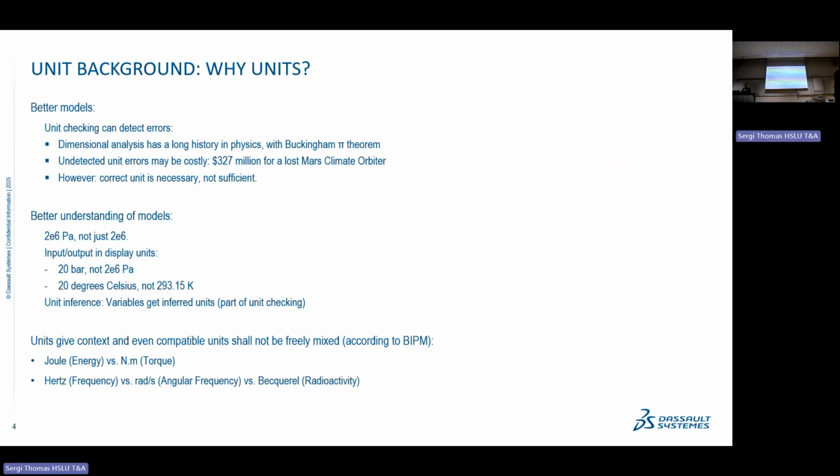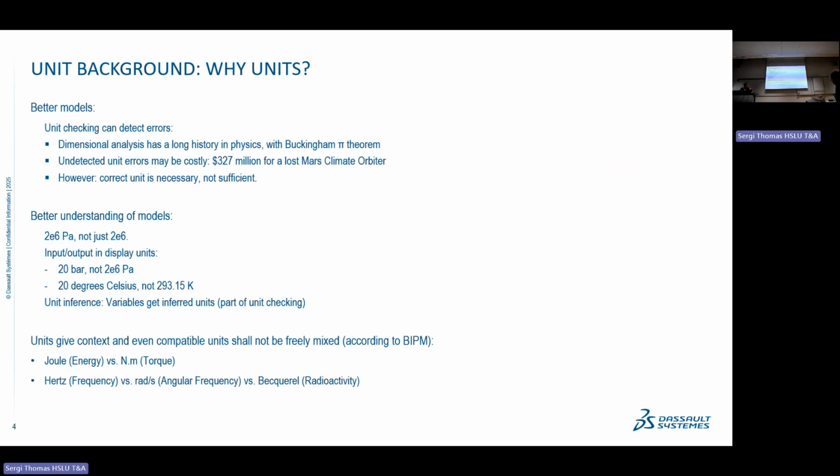However, having correct units is necessary, but not sufficient. And it also gives a better understanding of models. You say 2 million Pascal, not just 2 million. And you can say 20 bars and 20 degrees Celsius, or slightly more in this room, instead of in Kelvin. And unit inference is that you get units for variables without declared unit. And that's sort of a by-effect of actually checking the units for everything.